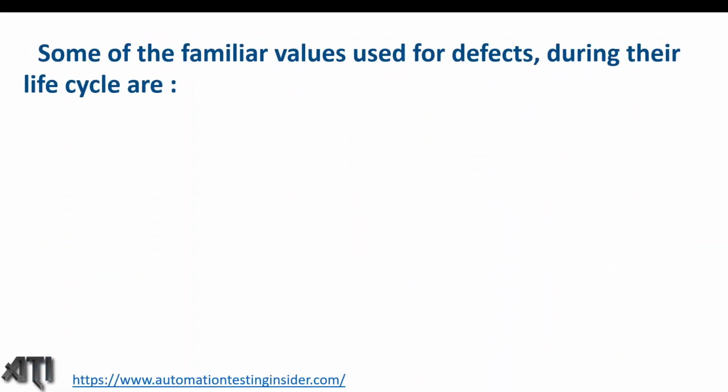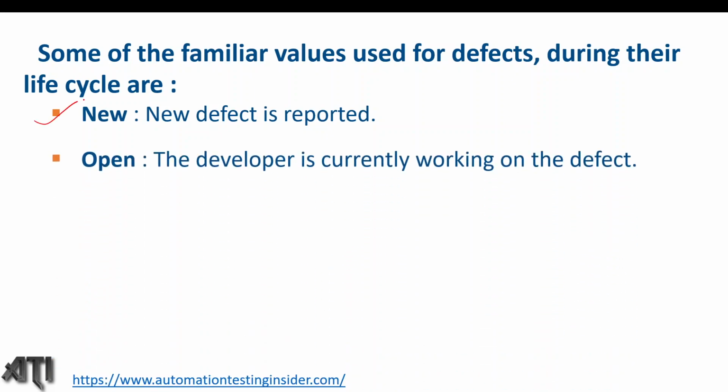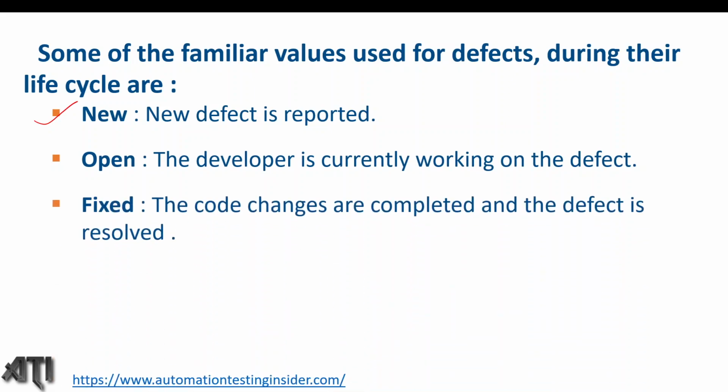Now let me just recap what we have discussed so far. What are the various statuses we have discussed so far? So what is new status? A new defect that is reported is called new status. We have open state, right? Open status of a defect. So the developer is currently working on the defect, that is open state.